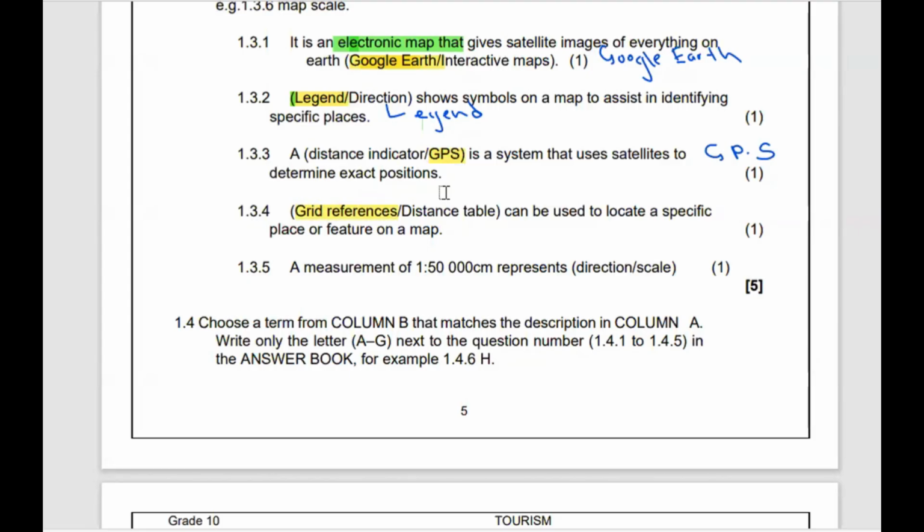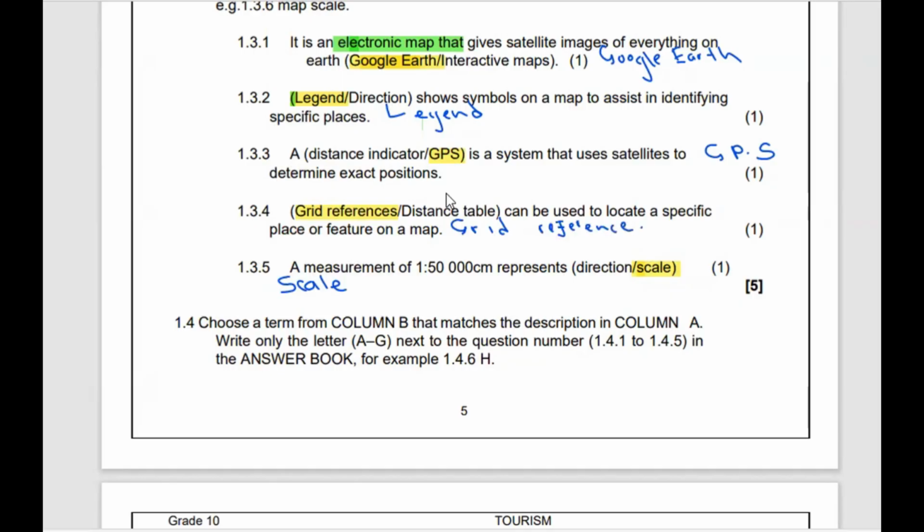1.3.5, a measurement of 1 as to 50,000 centimeter represents direction. So this represents scale. This is a measure of what? Of scale. Remember, scale can be represented as a ratio. It can also be represented as a statement, or it can be done in linear scale. So this is an example of scale. So I'm going to write the correct answer, which is scale, there next to it. Then also grid references on 1.3.4. We also need to write it.